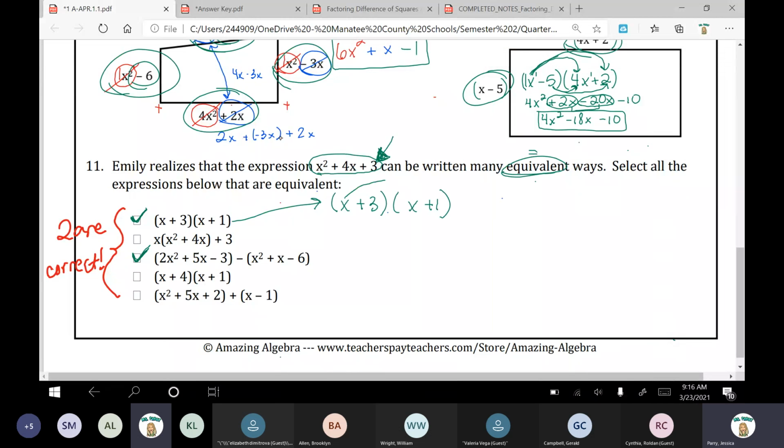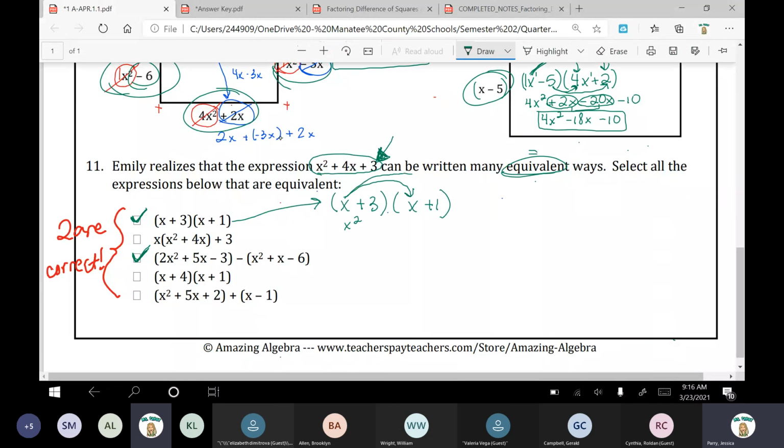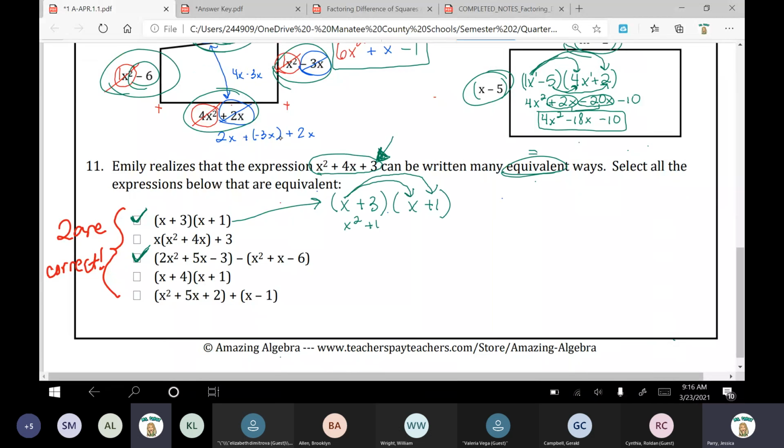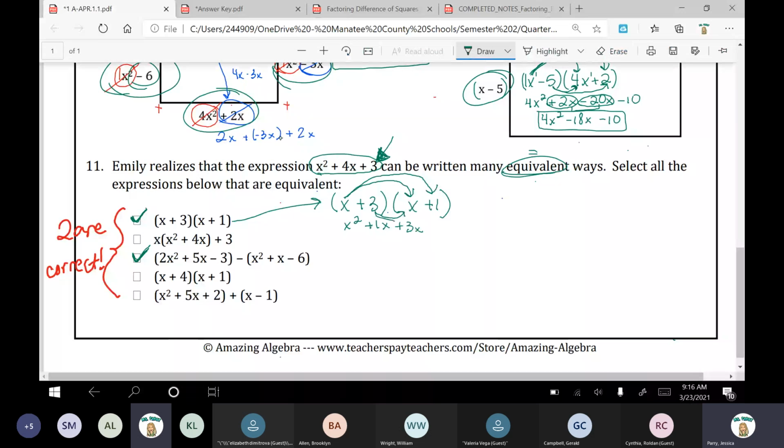Okay, so again, we're going to FOIL it out. First times first, and then I get x squared. Then outer times outer, so I get plus 1x. Inner times inner, so I get plus 3x. Last times last is plus 3. Combine like terms in the middle, so I get plus 4x. And bring down the front, bring down the back. X squared plus 4x plus 3.